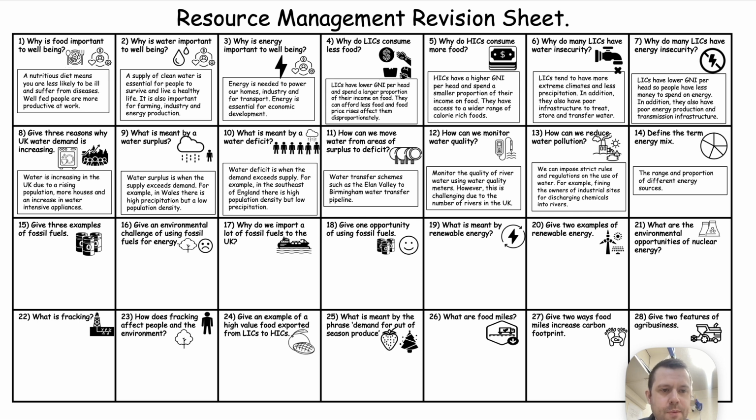Define the term energy mix. The energy mix is basically where we get our energy from and how much of each source of energy is providing us with energy at a specific time. I use a pie chart symbol for this, and at any given moment we can look at the energy mix. We can look at how much energy is being produced from solar, wind, gas power stations and nuclear power stations, and any other methods of energy production we have. If you just type UK energy mix into Google right now, it will bring up a nice pie chart.